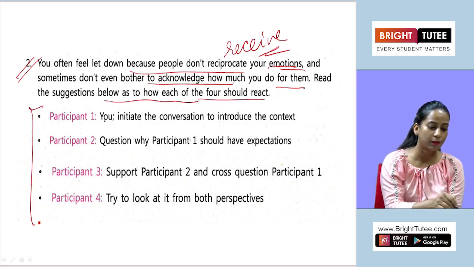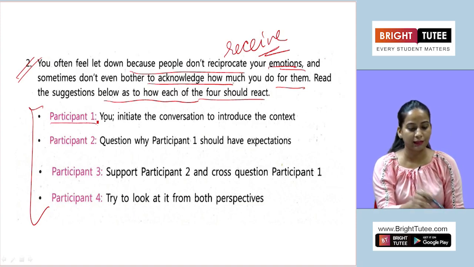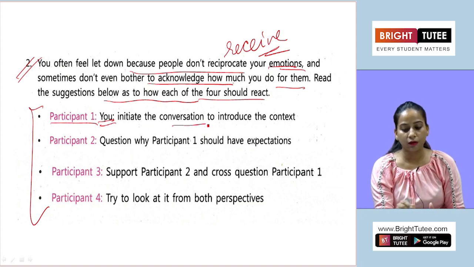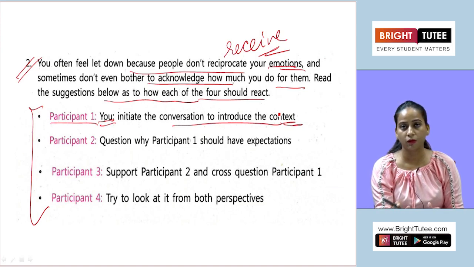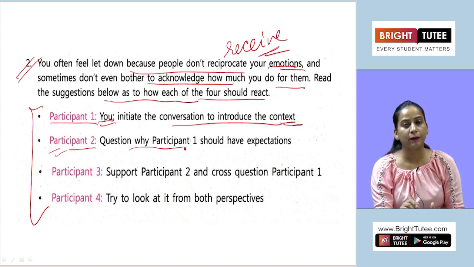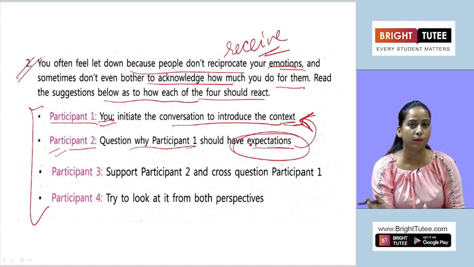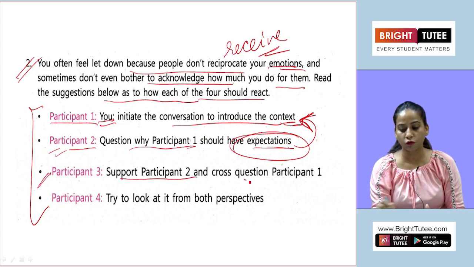So again, in this group, 4 participants are there. The first participant is going to initiate the conversation to introduce the context. So the intro will be given by one of the participants here. Participant 2 questions why participant 1 should have expectations, asking why you are going to have expectations from the people, and more examples can be taken here. The third participant supports participant 2 and cross-questions participant 1.